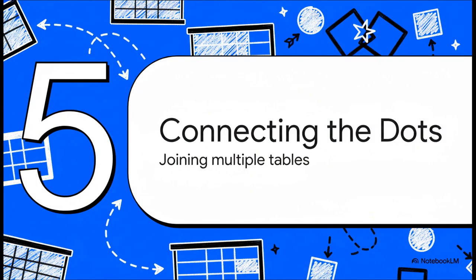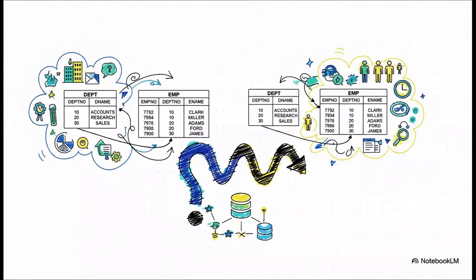But what happens when the information you need isn't all sitting in one neat little table? This is where the real power kicks in. So for efficiency, data is very often split up. Look here. On the left, we've got a list of departments with the department number, and on the right, we've got employees who also have a department number, but they don't have the department's name. So how do we connect an employee to their department name?